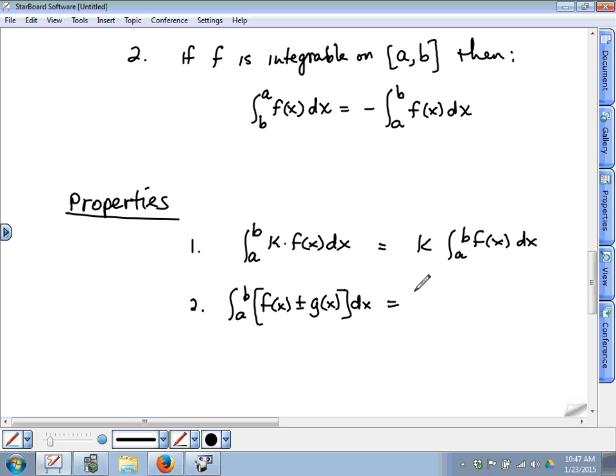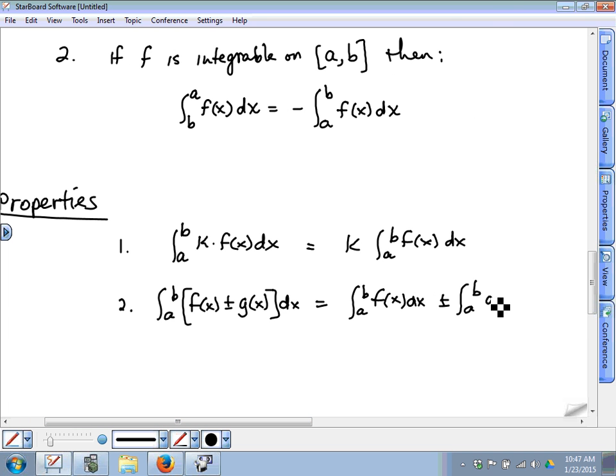What do you think is going to happen here? Taking the integration, just separate it. It's the integral from a to b of f of x dx plus or minus the integral from a to b of g of x dx.